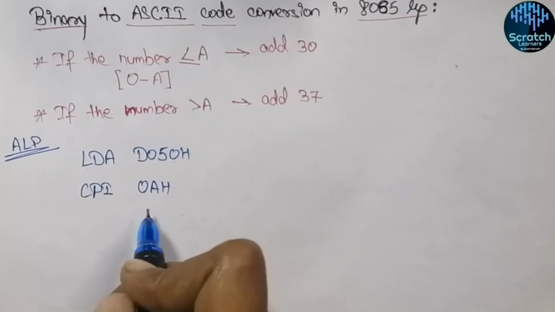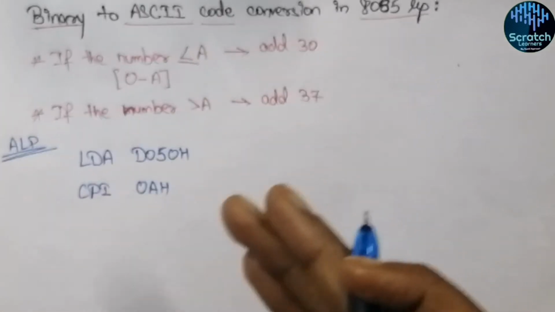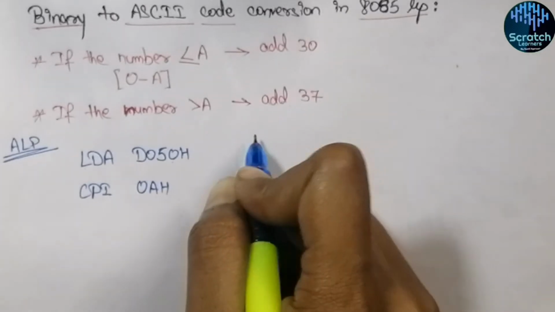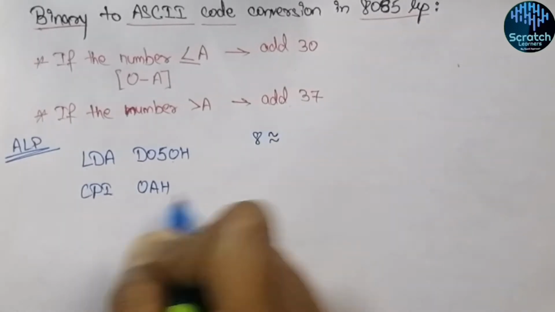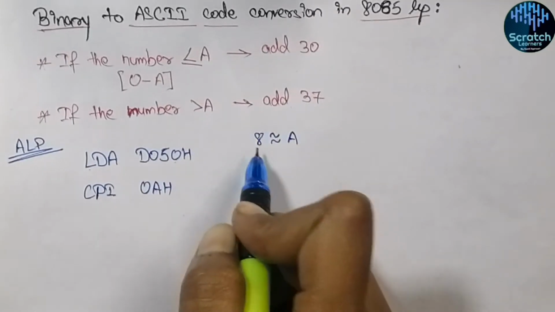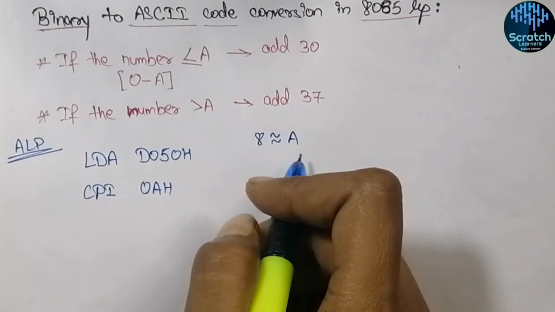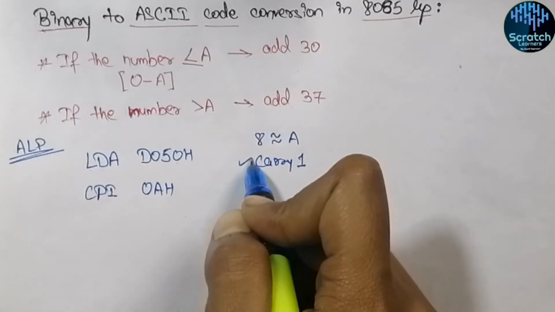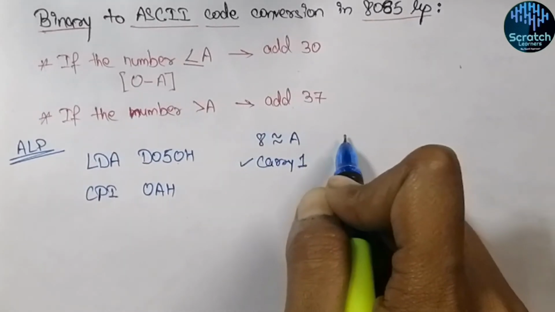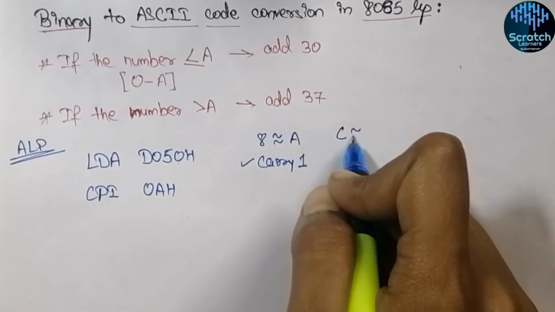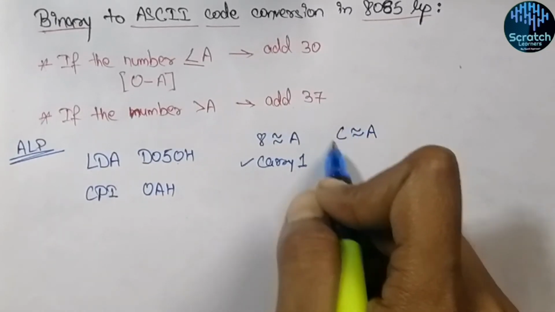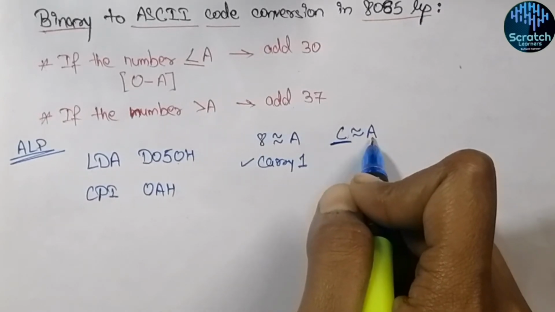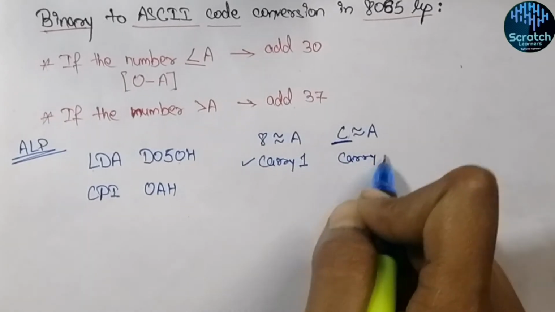Now there will be two conditions: either a carry will be generated or a carry is not generated. Let's assume the number we entered is 8. Okay, so 8 will be compared with A. Alright, here 8 is smaller than A, so a carry will be generated, right? This is one case, and let's consider another number like C. Okay, so when C is compared with A, then the first data, that is the inputted data, is greater than the content of accumulator. So in that case, a carry is not generated.